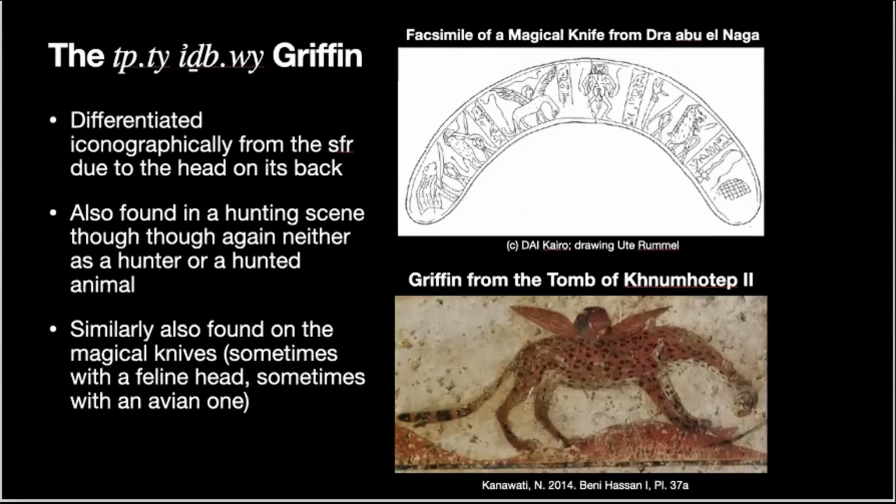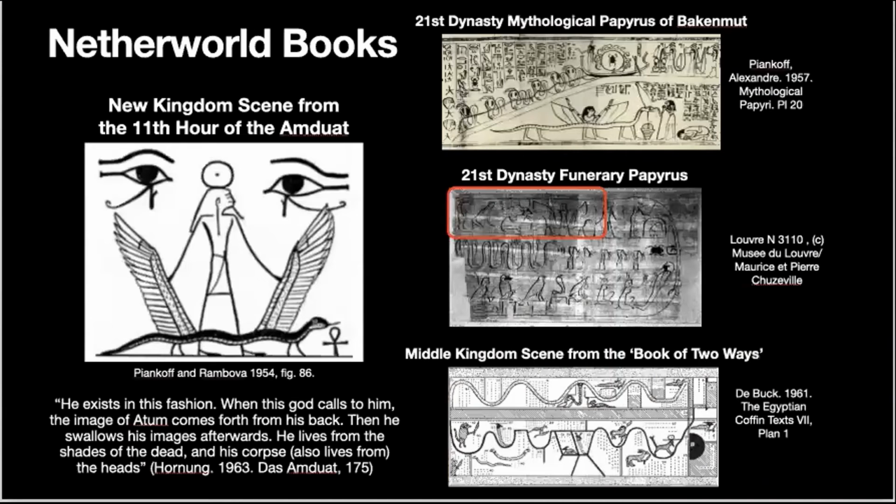A possible answer to this question was actually posed in a somewhat offhanded comment by Erik Hornung in his 1963 volume Das Amduat. He remarked that a particular snake with the head and torso of a man coming out of it reminded him of the griffins from the knives. So I've brought up a couple instances of this here.